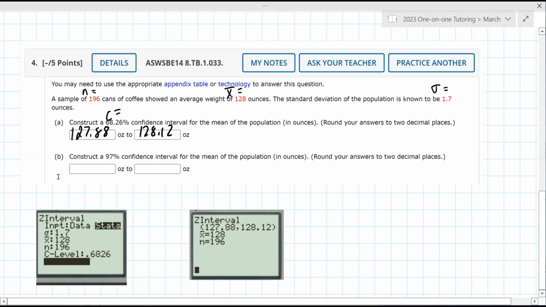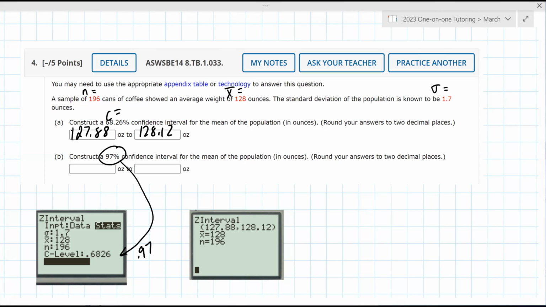All right. So it's this part B here says to construct a 97% confidence interval. So the only change is going to be to the C level right there. You're going to change that to 0.97. All right. And then you redo the calculation. So it's real nice. You don't have to re-enter all the values. You just change this one. I'll do that now here. 0.97. All right. Let me snip that in case you want to look at that later.